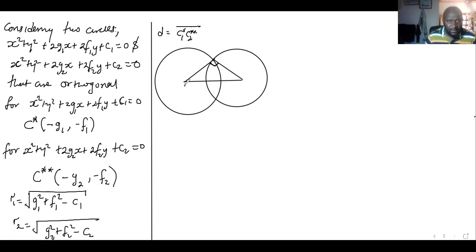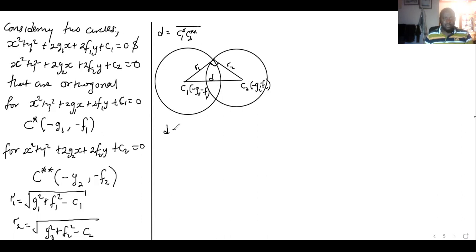So this is C1, this is C2. We have seen C1 is negative G1, negative F1, C2 is negative G2, negative F2. So this is R1, this is R2. To get D, D is here, remember.